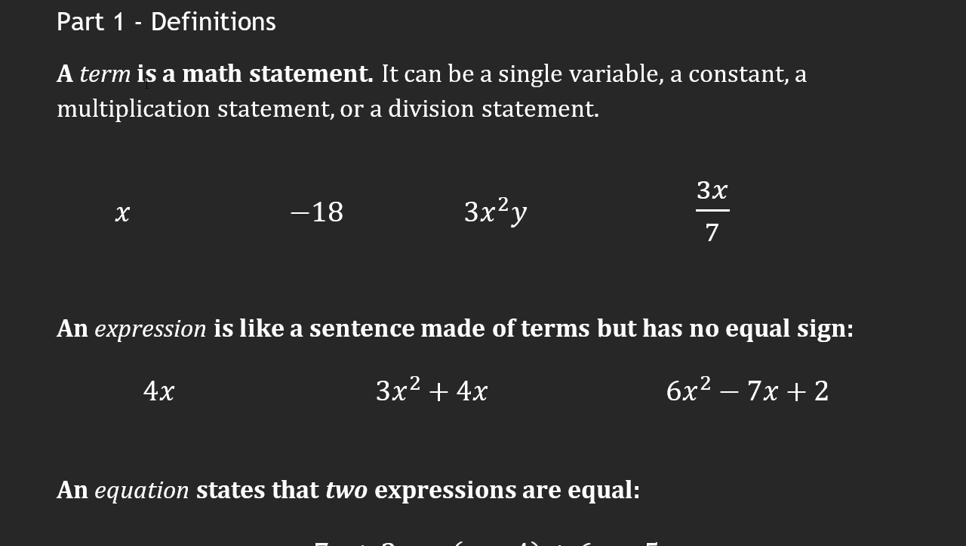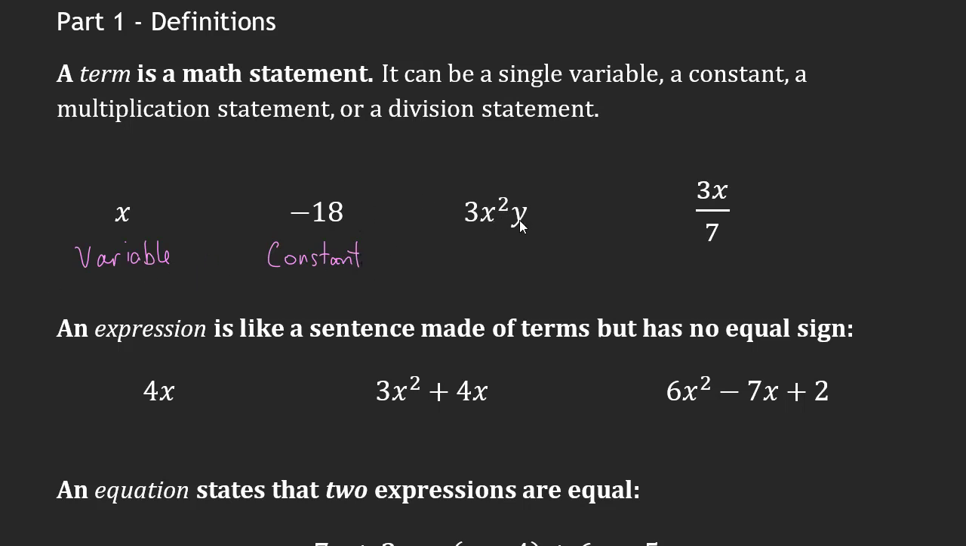So a term is a math statement, and it can be a single variable, a constant, a multiplication statement, or a division statement. So here's 4 examples of terms, and what we have here is x, and this x is a variable on its own. This is negative 18, and because there is no variable here, we call that a constant. These are both different types of terms, but they're all terms.